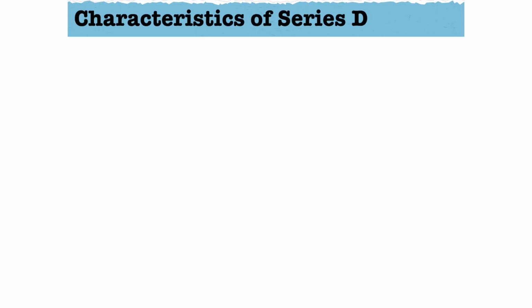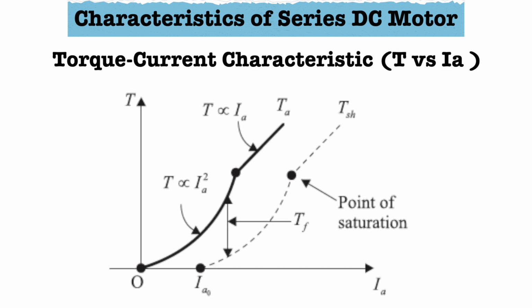Let us now see the characteristic of DC series motor. The first one is torque current characteristic plotted between torque and armature current. In case of series motor, the series field winding carries the entire armature current. So, flux produced is proportional to armature current, that is phi is proportional to Ia. Hence, torque, which is proportional to product of flux and current, is proportional to the square of the armature current. Thus, we can say that this relation is parabolic in nature, as you can see from the characteristic.